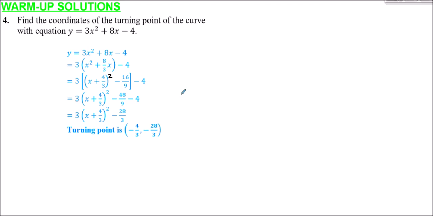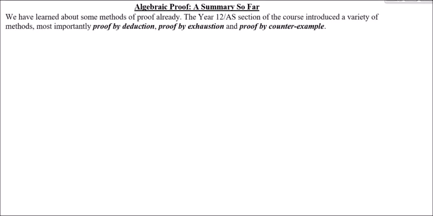So let's have a look now at a bit more proof, and to start off with, we're going to still be in the vein of revision and just recover some of the proof methods and topics we saw in year 12. So far, algebraic proof, AS level, year 12, what have we seen so far? Well, we've learnt about some methods of proof already. The year 12 AS section of the course introduced a variety of methods, most importantly, proof by deduction, which is just another way of saying algebraic proof, really.